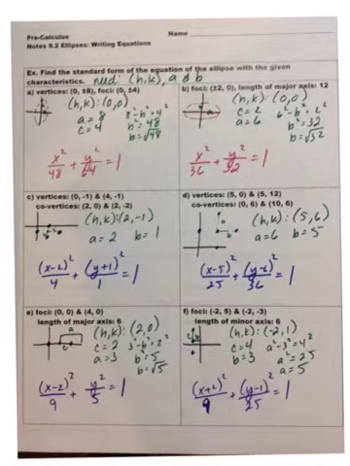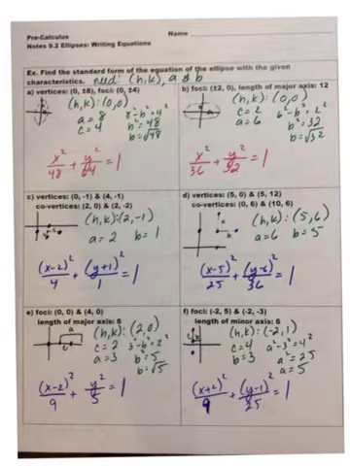All right, so D, same idea. Vertices are at 5, 0 and 5, 12. So that tells us it's going to be a tall ellipse. Covertices are at 0, 6 and 10, 6. So right in the middle of those two and right in the middle of those two would put us at the point 5, 6. So that's where our center is going to be. The distance from here to a vertex is 6. The distance from there to a covertex is 5.